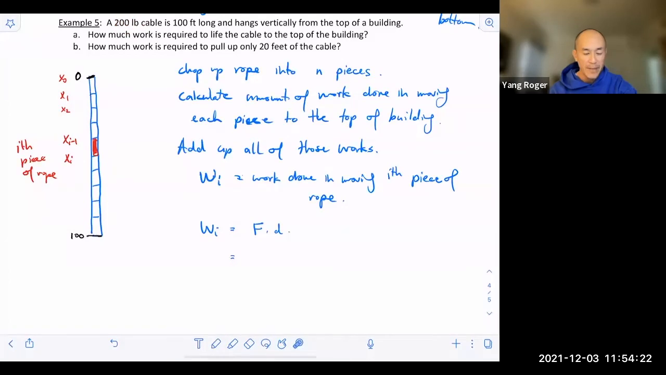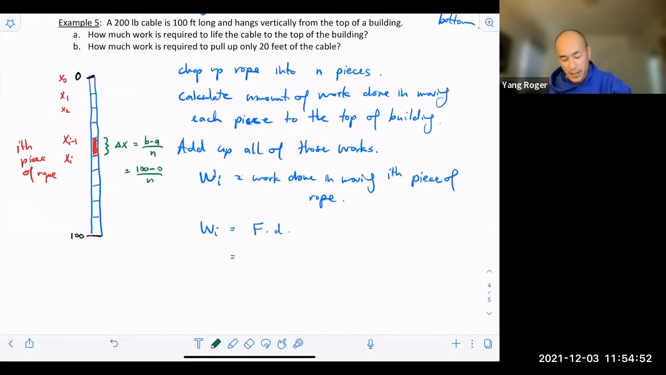So if you think about how wide this piece is, from here to here, this amount of rope is what I'm calling delta x. And delta x is going to be equal to b minus a over n. In this particular case, it's 100 minus 0 over n. So the length of that little piece of rope is 100 over n.